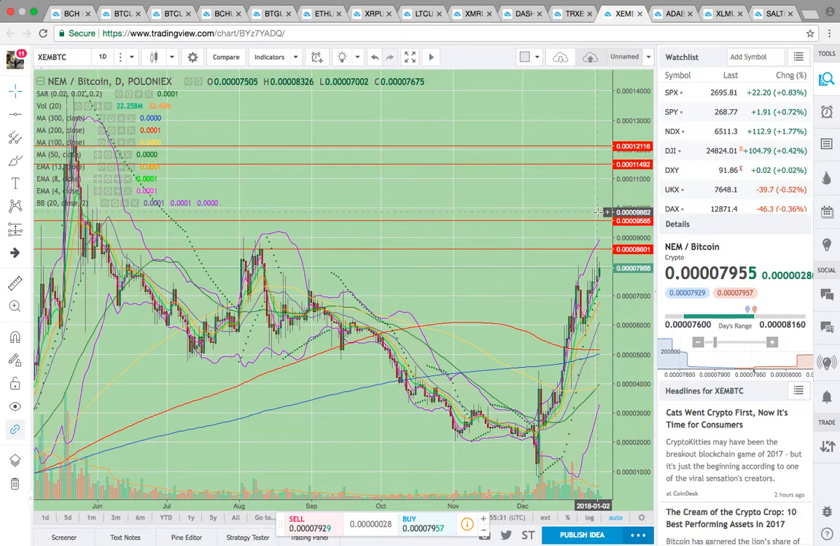Okay, let's look at NEM, ticker symbol XEM BTC. This one has a really nice uptrend. It's been running well off the lows down here. I mean, this has been a huge winner. Check out how it was down here at 1, and then it's up here at 8. It's an 800% gain since the beginning of December. So congrats everybody that's trading this. It's currently hitting the key resistance level, the key zone.